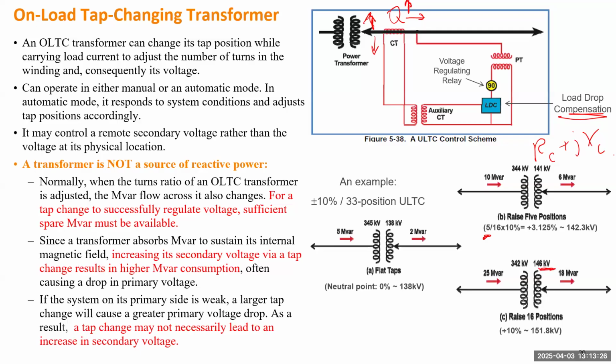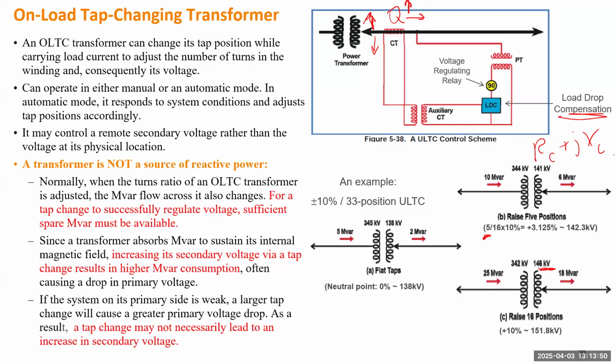And the transformer itself right now consumes 7 megawatts. Okay. So if the primary side already reached the limit, definitely for this case, you already utilized all 16 positions. But if you still have room to continue moving up, but the primary side has no ready power to provide, it will stop there.